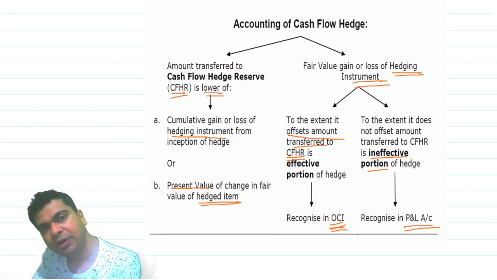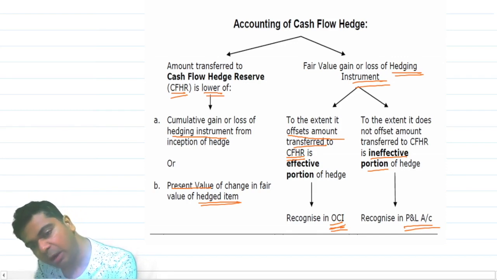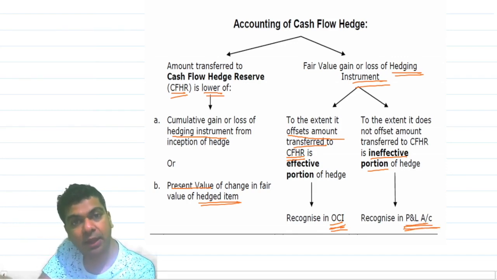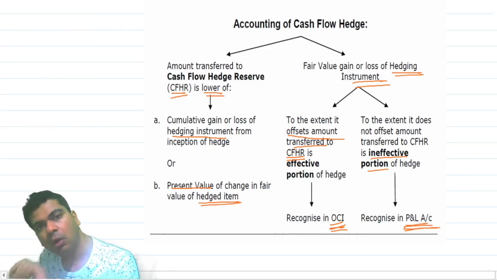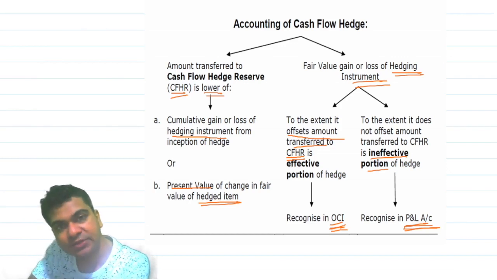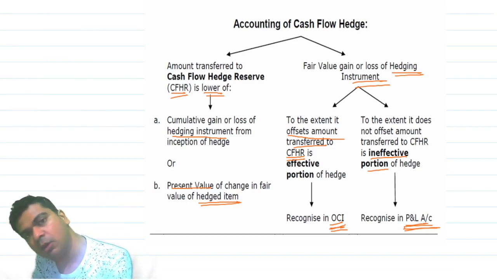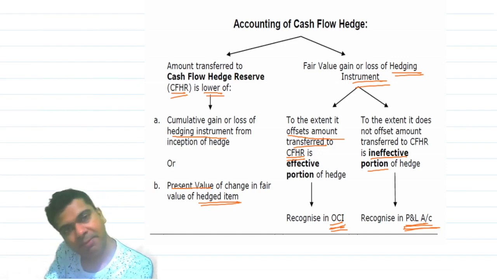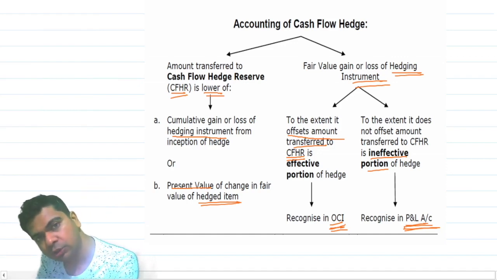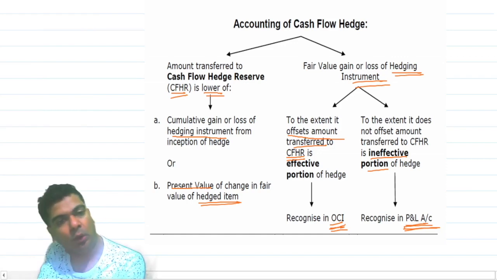And accordingly, the treatment is to be done. They are saying, to the extent it does not offset the amount transferred is the ineffective portion, you should recognize that in the profit and loss account. So compare the two amounts and then decide how much will go to the OCI. As I said, as long as it is offsetting the amount transferred, we will recognize that in the OCI. And whatever is the balance will be the ineffective portion. If it is ineffective, you should recognize that in the profit and loss account.